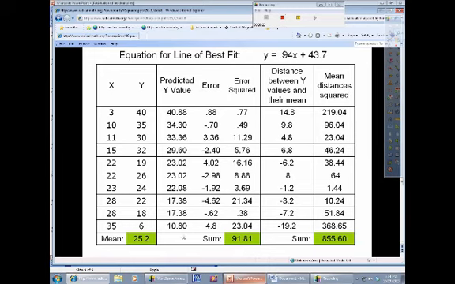The mean was 25.2. To find the distance between the y values and their mean, take the y and subtract the mean, and that's how we got these values. Then the mean distances squared: just take that value and square it. Find the sum of those, and it's 855.6. So that's how we calculate all of those things that we need.